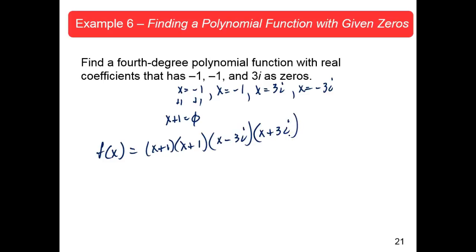Now this doesn't look very promising, does it? Because it looks like we're going to wind up with imaginary coefficients. And we said we need a function with real coefficients. Except that, you remember what happens when you multiply conjugates? Do it. What do you get? Let's multiply just those two together. X squared. Plus 3i, okay.